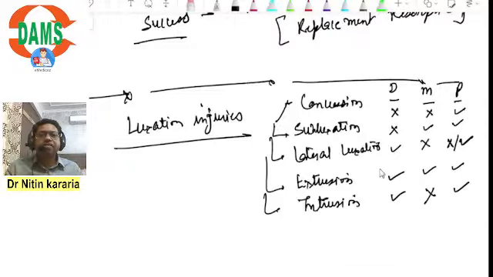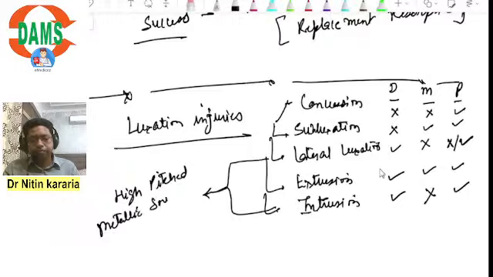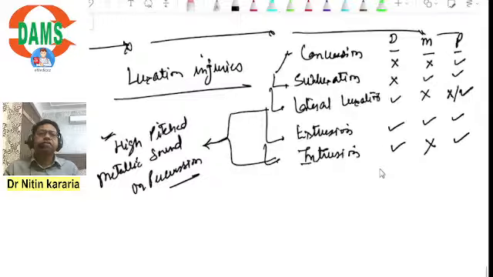So these are the 3 clinical signs that we have to look for: displacement, mobility, and pain on percussion, and their respective features. Whenever the tooth becomes lodged in the bone, as in the case of lateral luxation and intrusion, where the tooth has displaced but has become lodged in the alveolar bone, there would be a high-pitched metallic sound on percussion because of the sounding of bone.